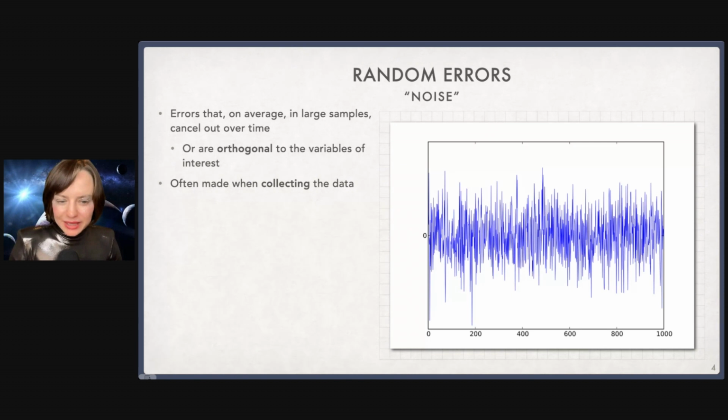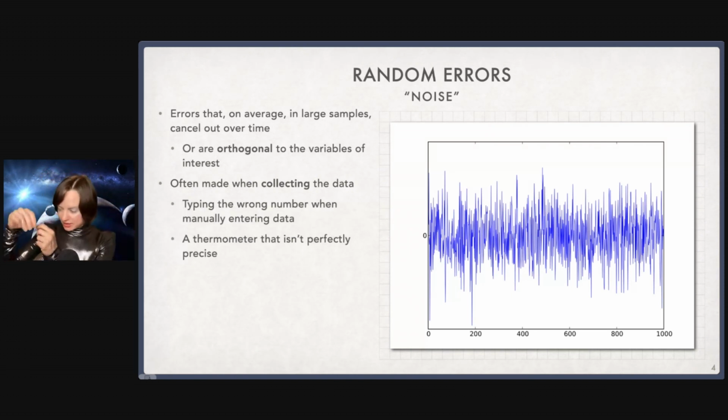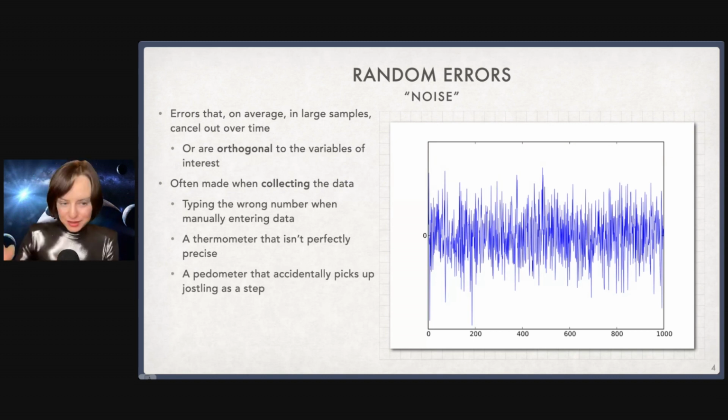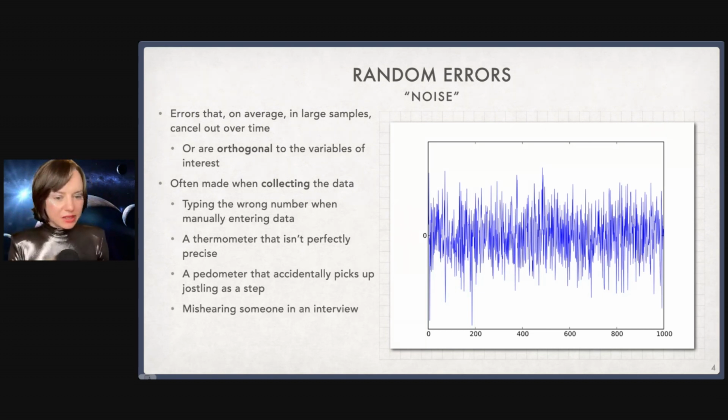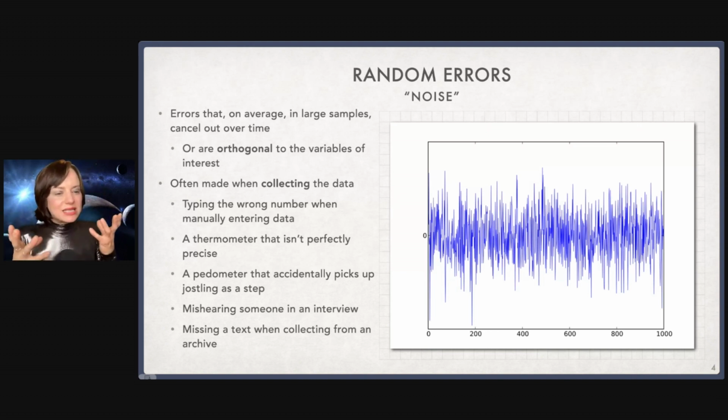They are often made when collecting the data. So I type in the wrong number when I'm manually entering something. A thermometer isn't perfectly precise. This is how thermometers work. A pedometer that accidentally picks up jostling as a step, mishearing someone in an interview, missing a text when you're collecting from an archive. But there's no reason to assume that we're always mishearing in a certain direction. Every time someone says strongly agree, we always hear strongly disagree, right? Or we're consistently missing texts from a particular part of an archive or something like that.